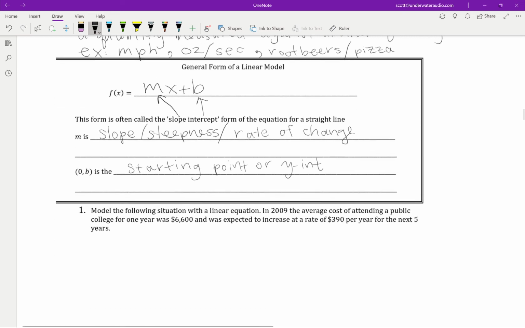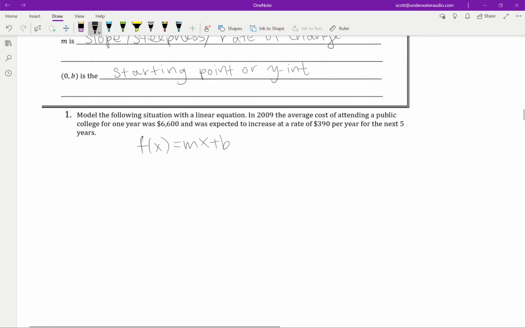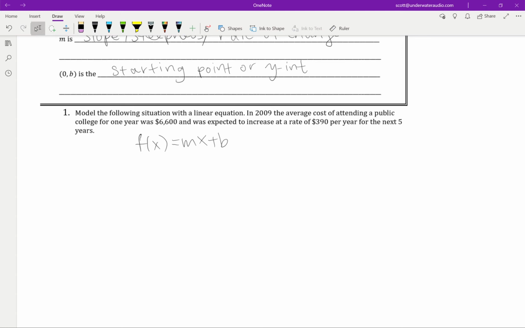So let's do a problem using that. Model the following situation with a linear equation. Okay, so that means we're going to use f of x equals mx plus b. In 2009, the average cost of attending a public college for 1 year was $6,600 and was expected to increase at a rate of $390 per year for the next 5 years. So I'm going to start by making a table. So in 2009, it cost $6,600.